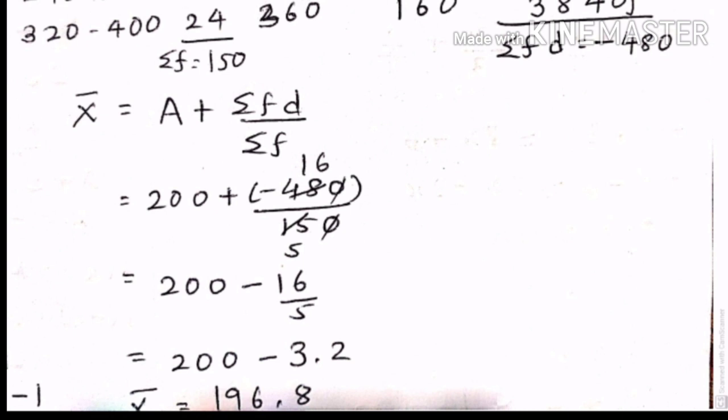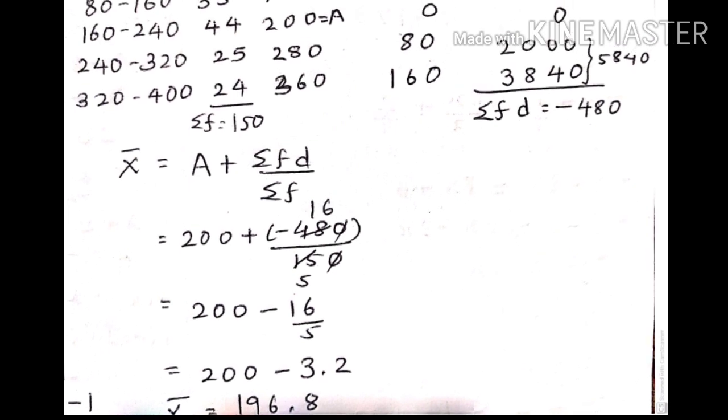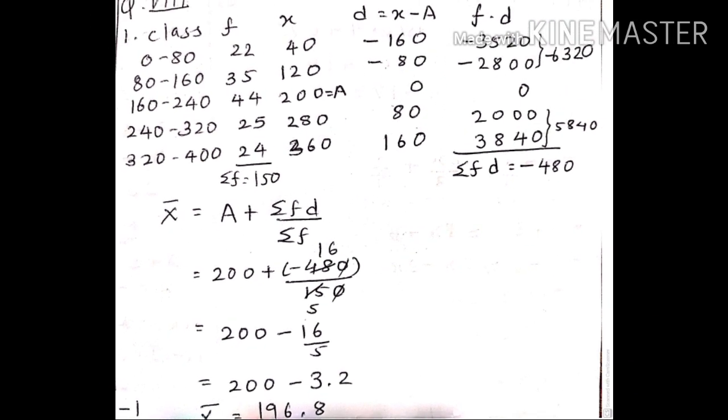By calculation the 0 gets cancelled, and then solve it by cutting 3. So we get 200 minus 16 by 5, and the value of 16 by 5 is 3.2. By taking subtraction, our mean is 196.8. This is the mean using the shortcut method. So students, you have to remember which method you have to use here and what you are asked. If step deviation is asked, how to use it, and what the shortcut method is.